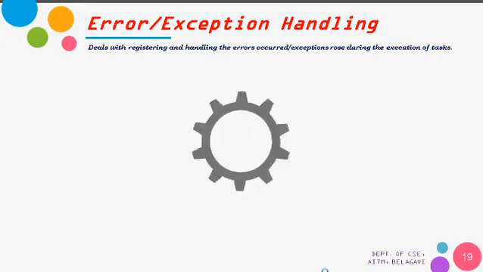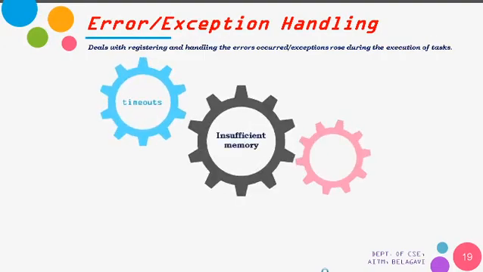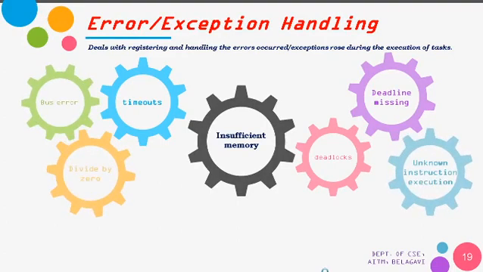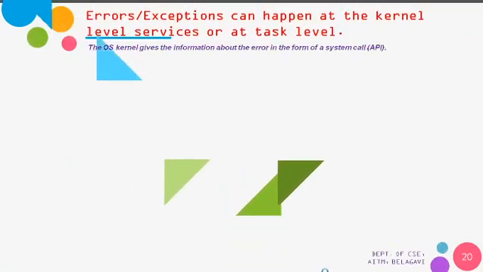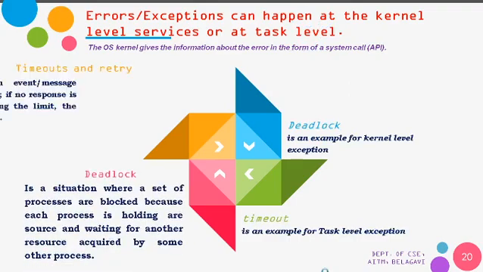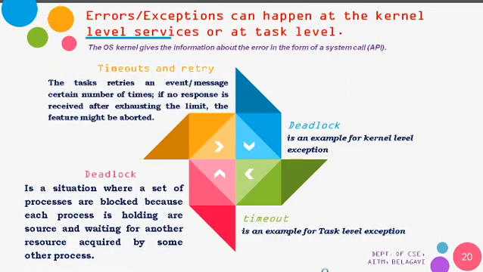Now error and exception handling deals with registering and handling the errors that occur during the execution of the task. For example, insufficient memory, timeouts, bus error, divide by zero, deadlocks, deadline missing, and unknown instruction execution are examples of errors or exceptions. Error exceptions can happen at the kernel level, service level, or at the task level. The operating system kernel gives the information about the error in the form of system calls, that is, APIs.